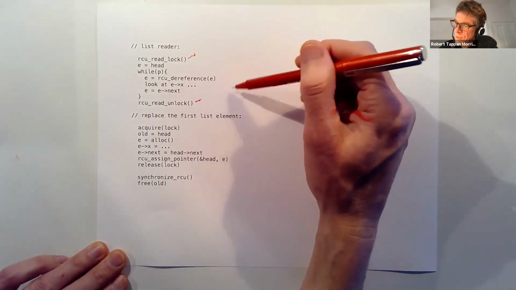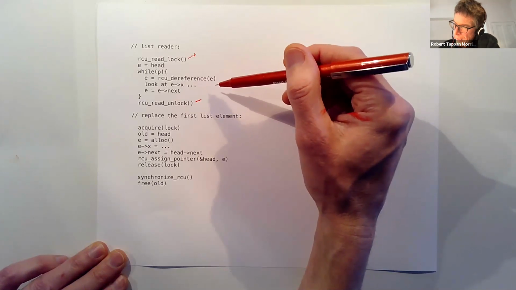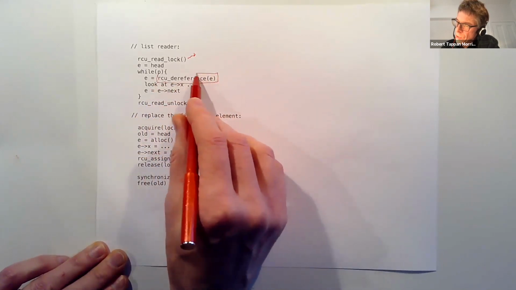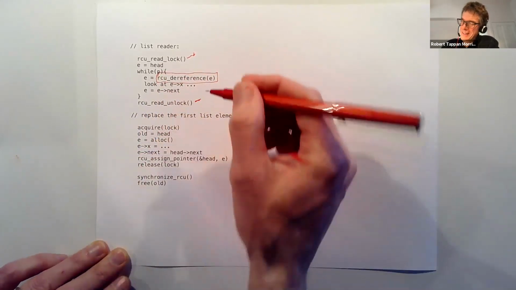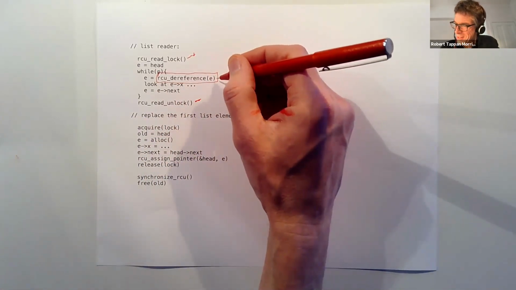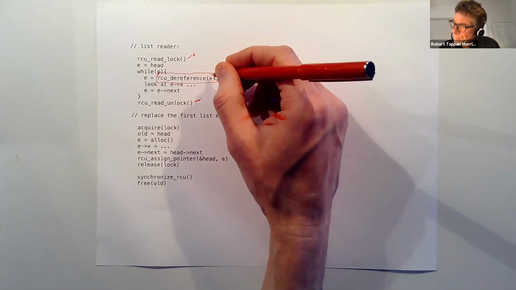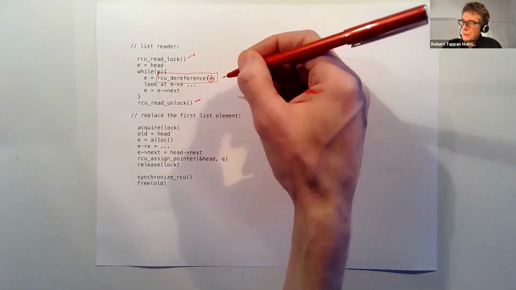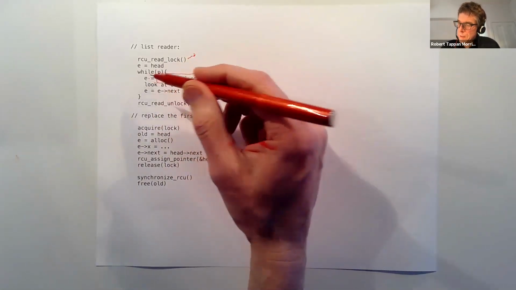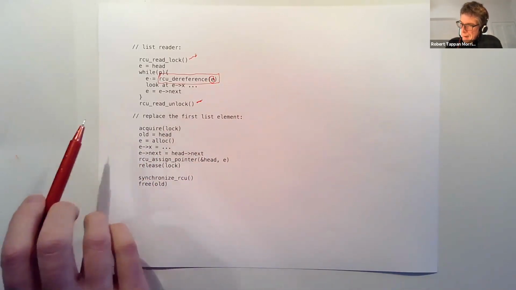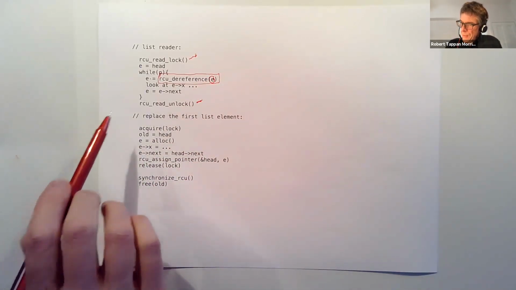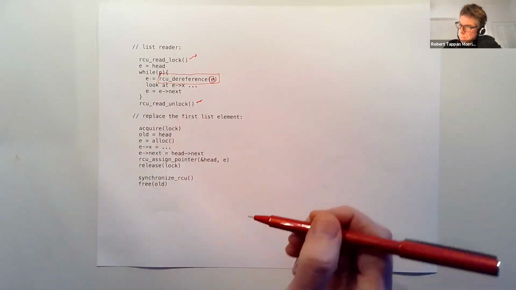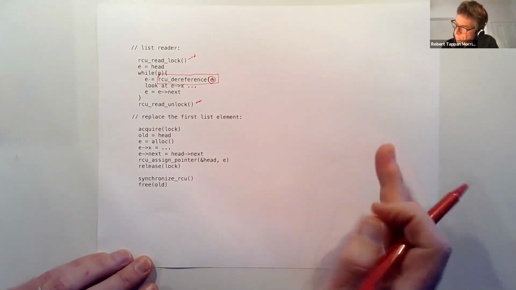And then this loop would scan down our list. This is the call that inserts the memory barrier. This really boils down to just a couple of instructions. It grabs a copy of this pointer from memory, issues a memory barrier, and then returns that pointer. And then we can look at the content and go on to the next list element. So the reader's quite simple. The writer's a little more involved.